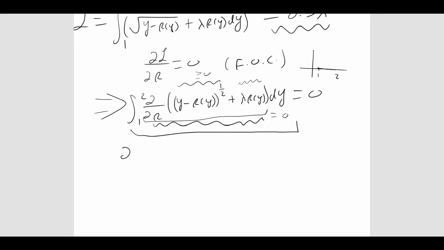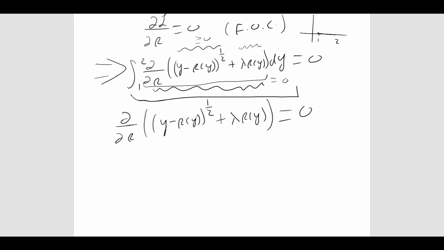So that means that d by dr of y minus r of y to the half plus lambda r of y, I don't know why I'm calling it r of y, I can just call it r really, that's got to be 0. So all we need to do now is do the differentiation.